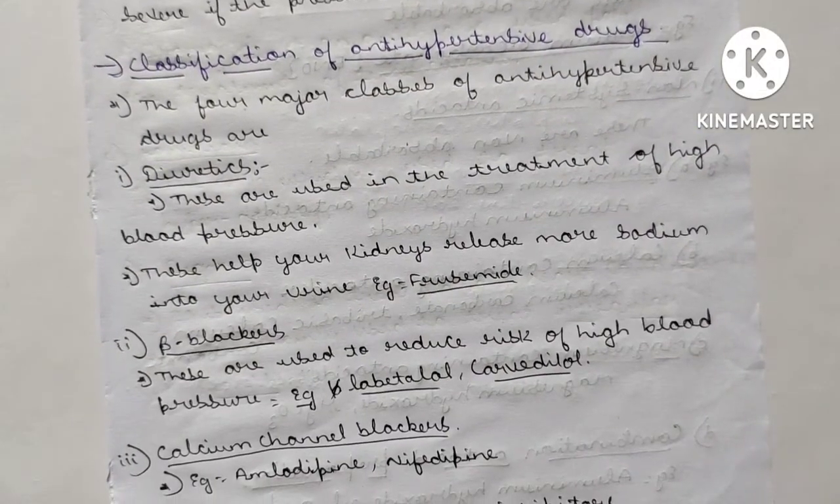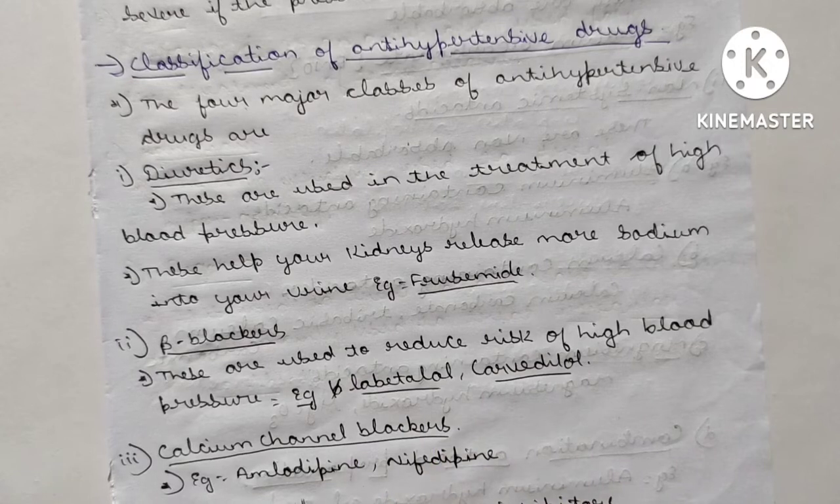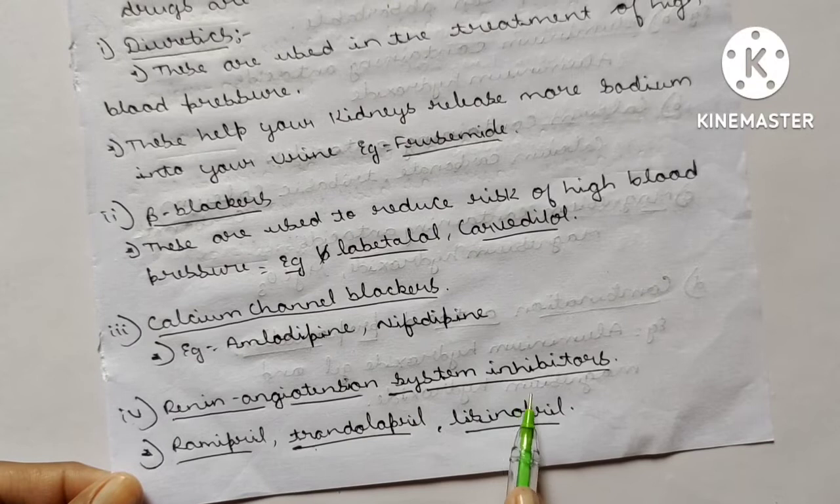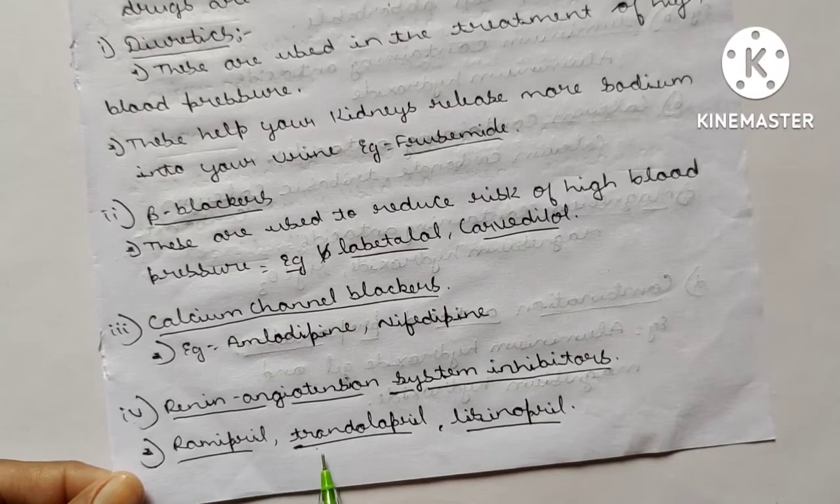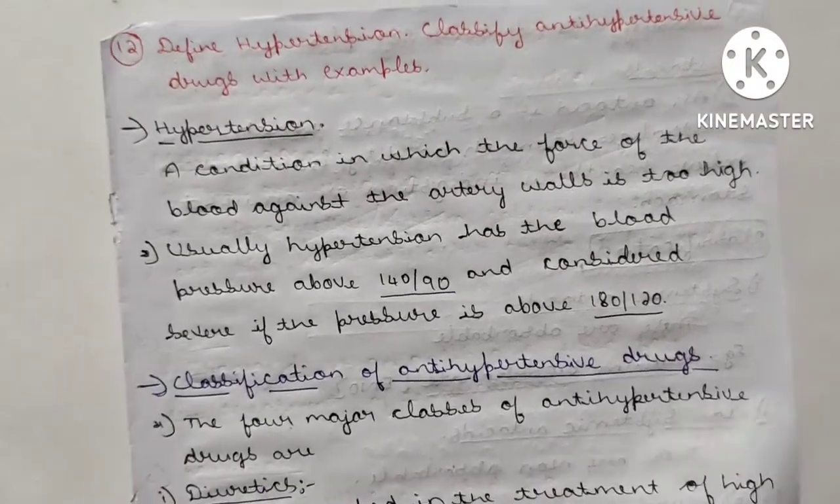Then beta blockers, these are used to reduce the risk of high blood pressure. Examples: labetalol, carvedilol. Then calcium channel blockers like amlodipine and nifedipine. Then renin angiotensin system inhibitors, examples ramipril, trandolapril and lisinopril. These all are the examples.